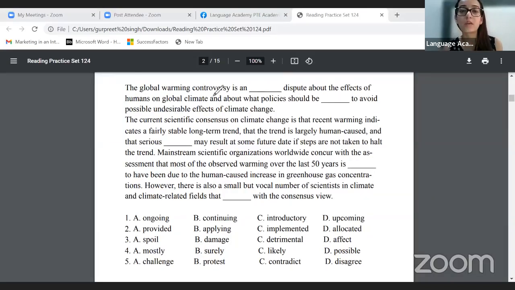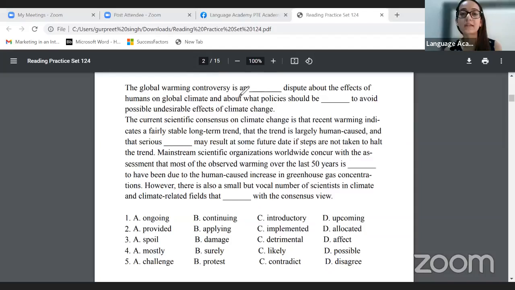The global warming controversy is an dash dispute about the effects of humans on global climate and about what policies should be dashed to avoid possible undesirable effects of climate change. The first method to rightly read the paragraph or the context is to always read till the full stop. The first mistake, or the very common mistake that students generally make, is to stop reading in the middle of the sentence and then fitting their answers. When you're reading a sentence for the very first time, make sure that you are reading it complete. Does not matter that you have understood it or you have not understood it.